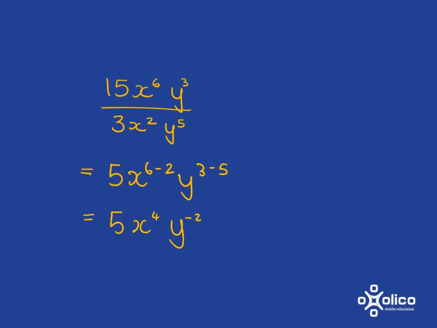Now this is a perfectly decent answer, but in many cases they'll want us to write it all with positive exponents. And if they do want to make everything with positive exponents, we just need to remember what y to the power of minus 2 means. It means 1 over y squared. So 5x to the 4 y to the minus 2 is the same as 5x to the 4 over y squared.